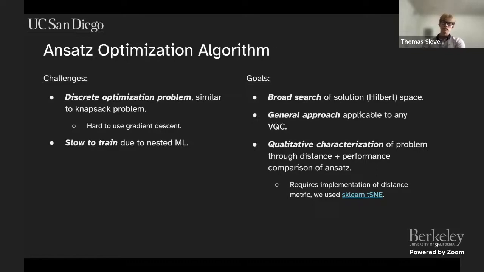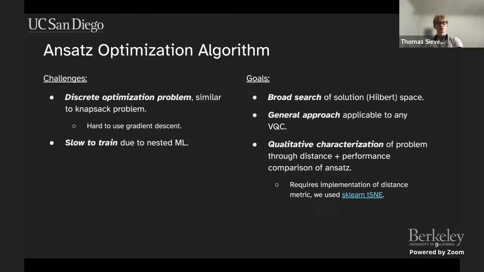This can be seen just because the choice of whether or not you put a gate on any given qubit is a discrete choice. You either put one there or you don't. There's no continuous decision there. And this really means that it's hard to use gradient descent for this, which is unfortunate because that's the bread and butter of machine learning.